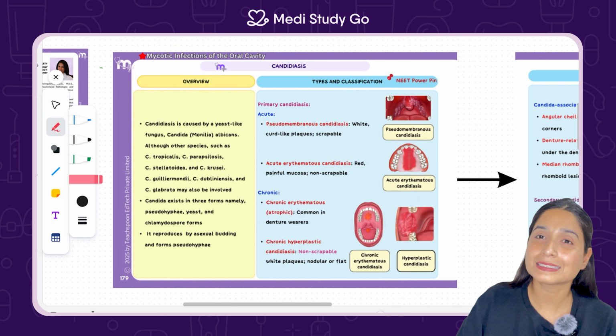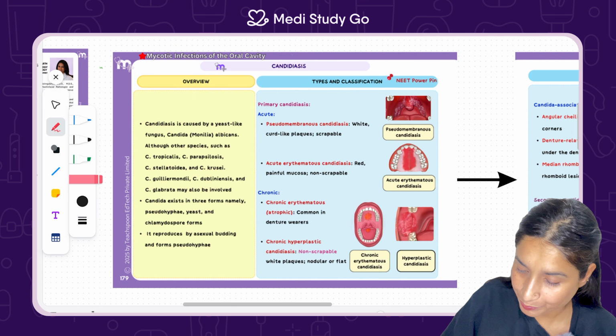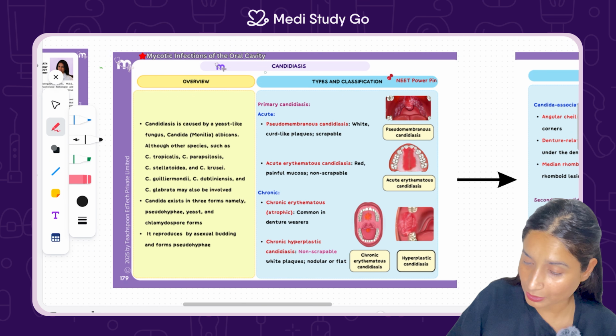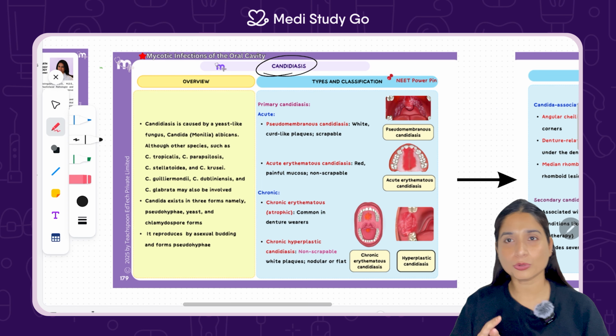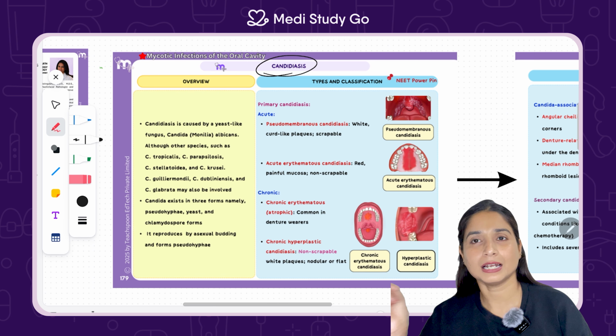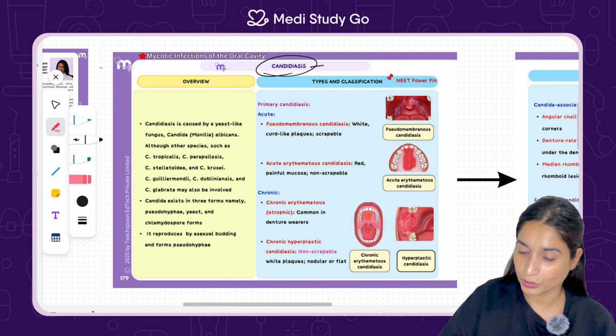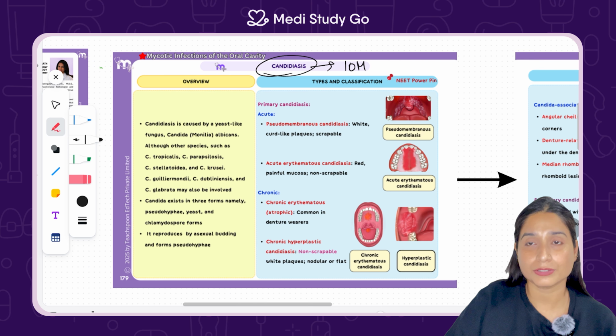So let's study this chapter from this beautiful mind map. Candidiasis is a very important NEET question, NEET marker as well as university point of view. It's a 10 marker for the colleges.